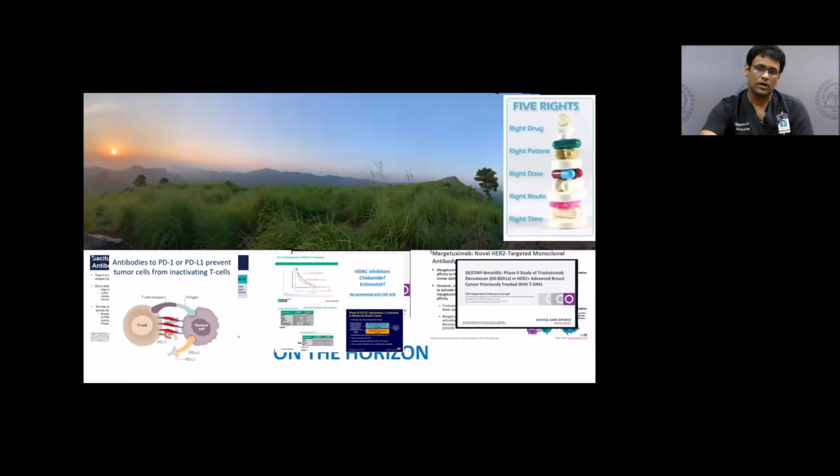So my take home is we have to be careful always when we see a patient to choose the right drug for the right patient in the right dose through the right route to be given at the right time. And by doing all these things, we can improve the outcomes for all our patients.